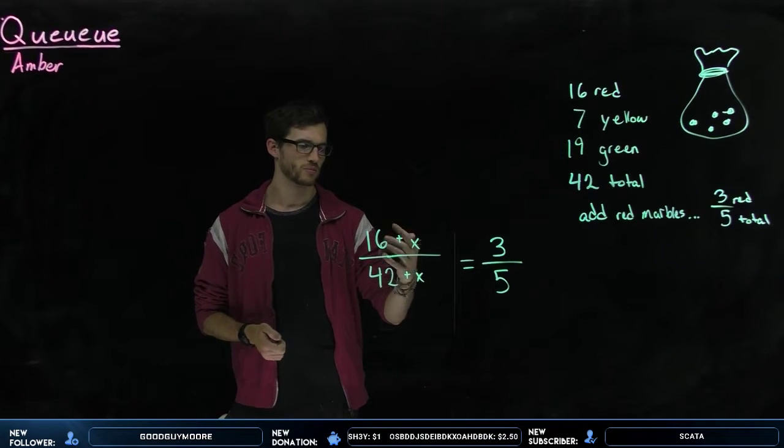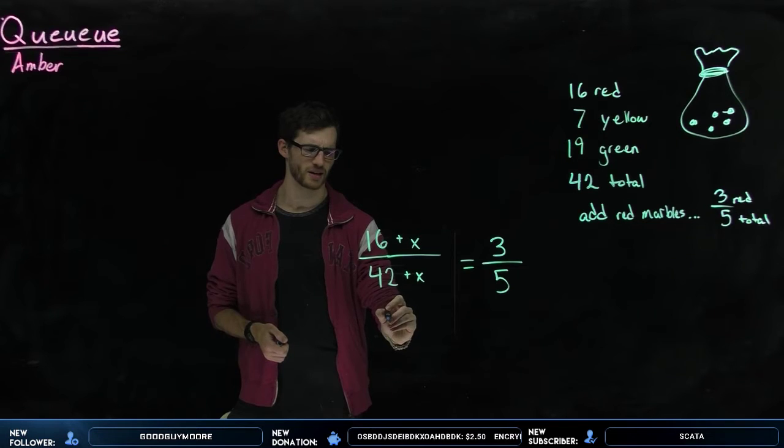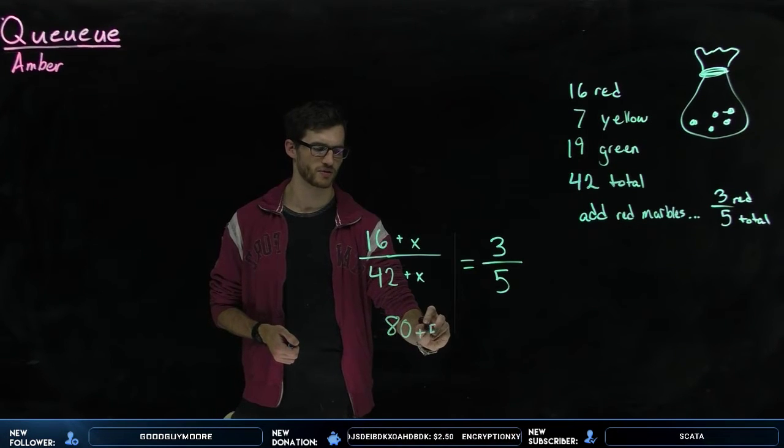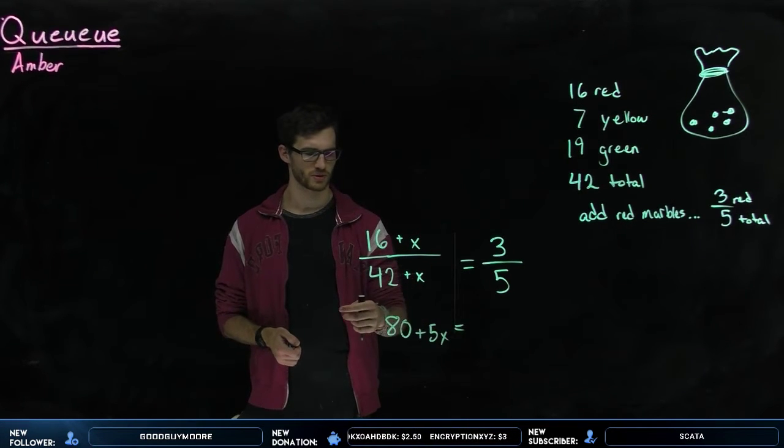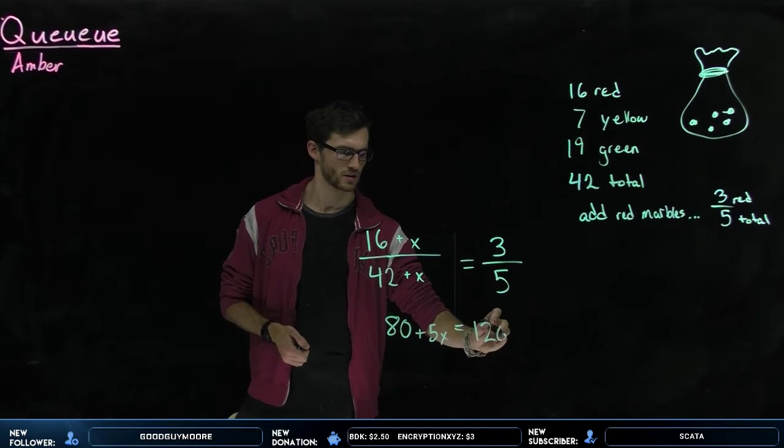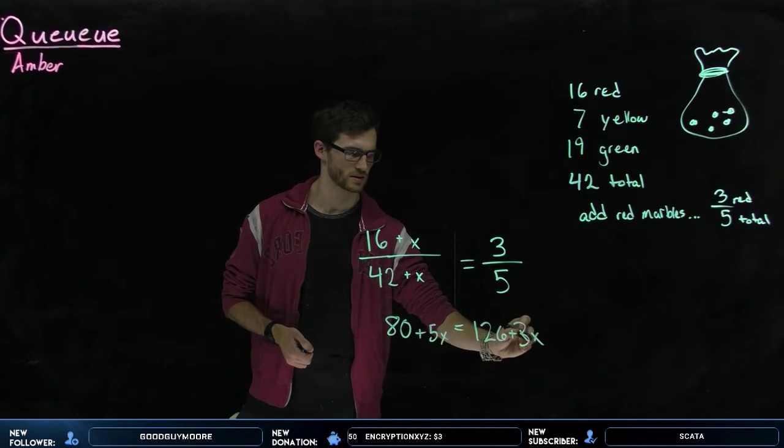So here, cross multiply, 5 times 16 is 80, right? 80 plus 5x equals 42 times 3 is 126, plus 3x.